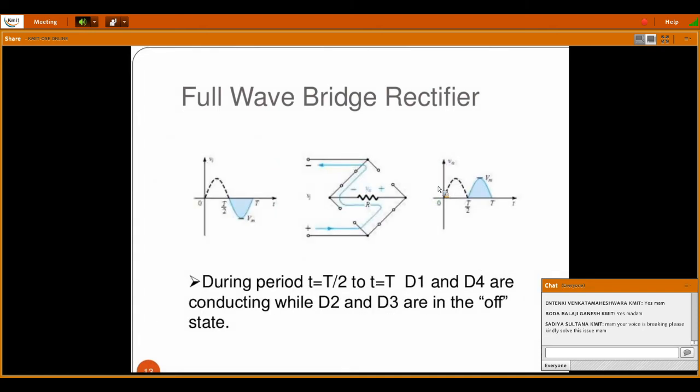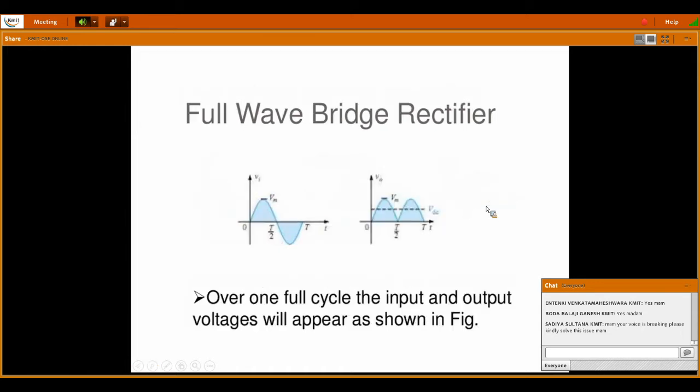And next, during the negative half cycle, that is T by 2 to T, the diodes D1 and D4 are conducting, whereas D2 and D3 are in the off state, that is, these two are not conducting. Since D1 and D4 are conducting, some amount of current flows through the load resistor and we are getting the same positive peak output during the negative half cycle also. You can see in the output waveform T by 2 to T. So this is the complete output waveform of a full wave bridge rectifier.